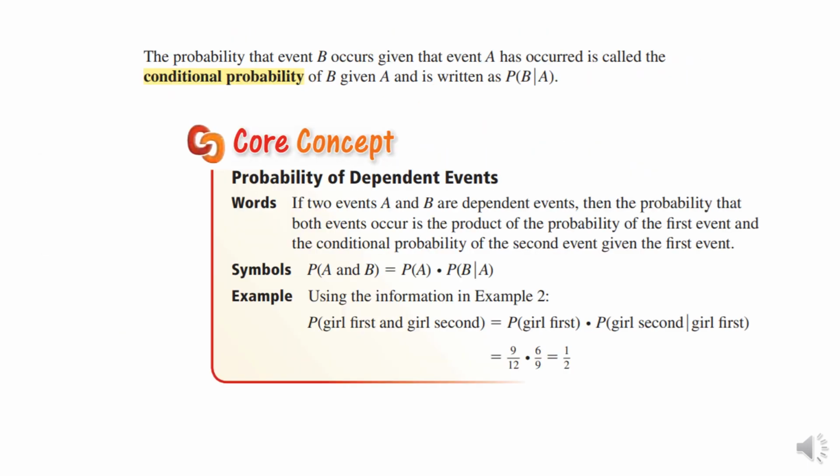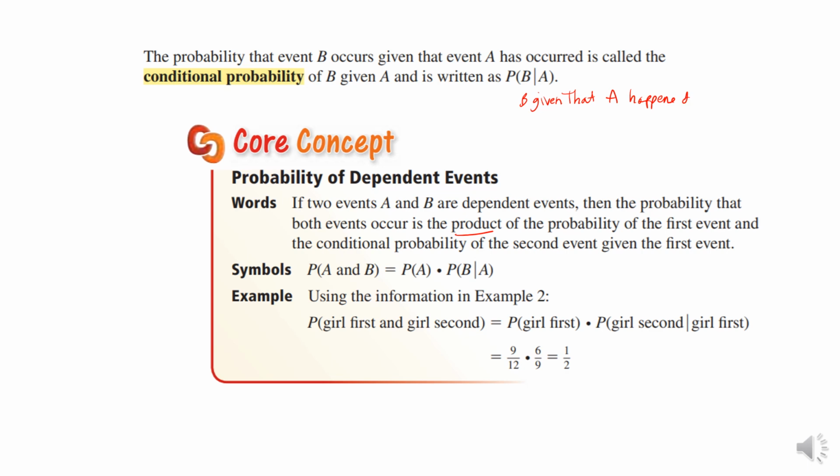Okay, so the probability of dependent events. If 2 events, A and B, are dependent, then the probability that both events occur is the product, meaning multiply, of the probability of the first event and the conditional probability of the second event given the first event. That's what this symbol means here. So it's B given that A already happened. That's what that symbol means.